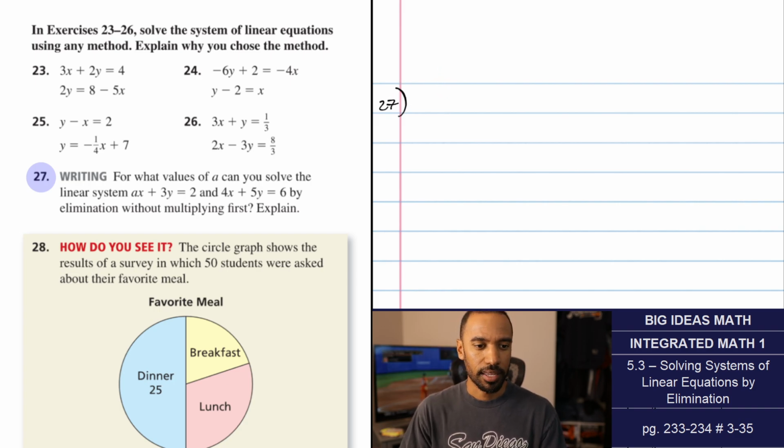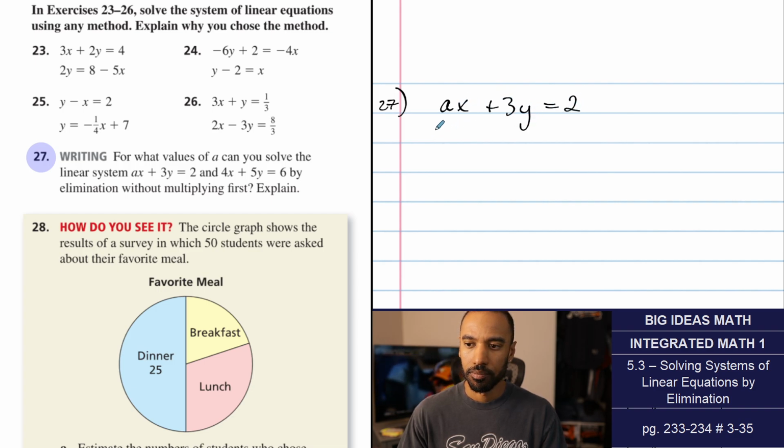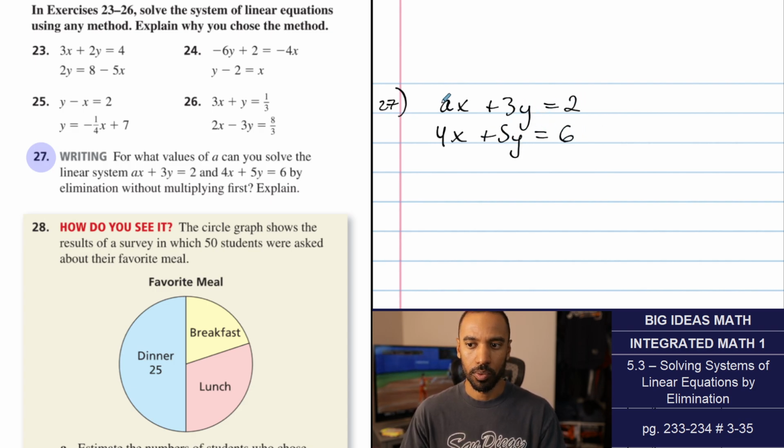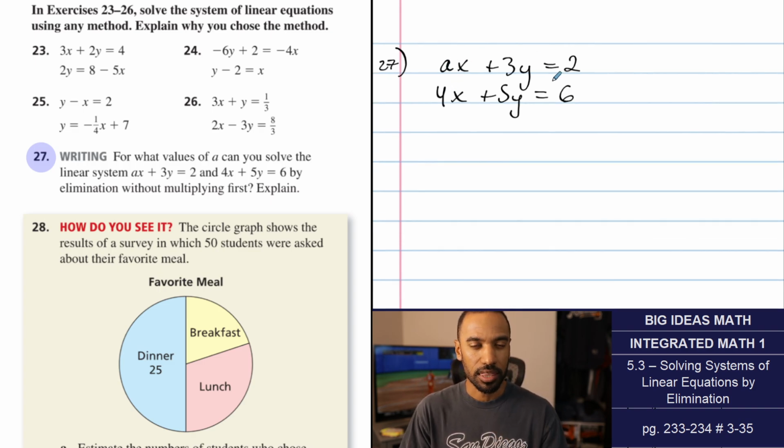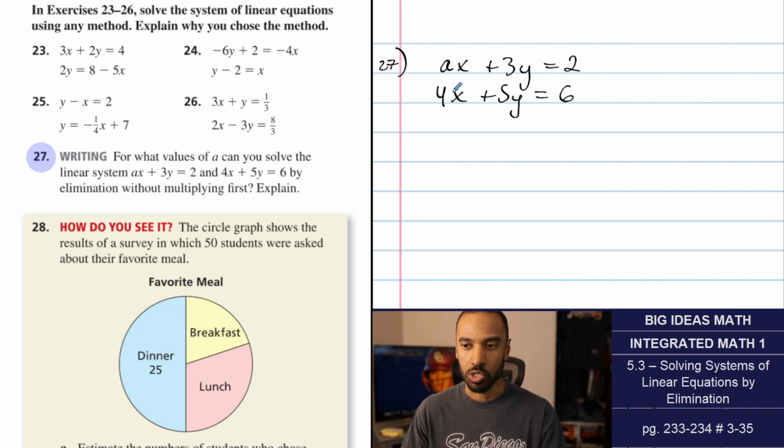Number 27 on writing. For what values of a can you solve the linear system ax plus 3y equals 2 and 4x plus 5y equals 6 by elimination without multiplying first? Explain. They said without multiplying first, as you can tell, the y's won't eliminate through addition. They also state that subtraction's a way to go. And it is. I don't do it. That doesn't mean it doesn't work.